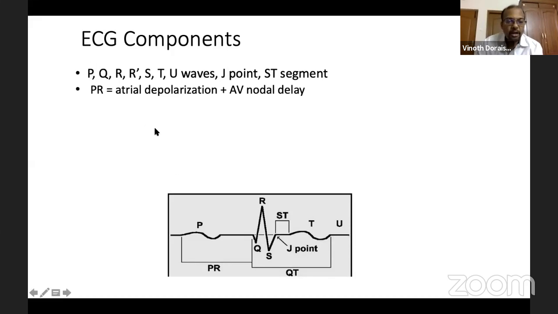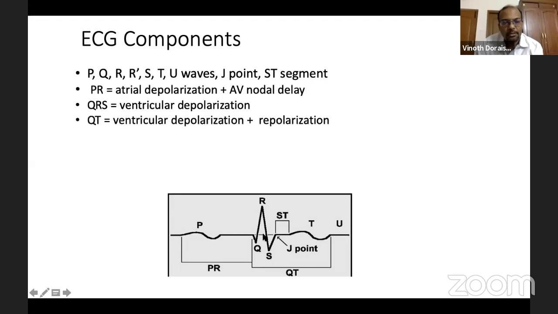So the P wave represents the atrial depolarization, and the PR interval, that is from the start of the P wave to the start of the QRS complex, represents atrial depolarization and AV nodal conduction delay. Atrial repolarization is usually a very low amplitude complex and it's buried in the QRS. So that is why we cannot see the atrial repolarization. QRS shows ventricular depolarization, and the QT interval starts from the Q wave up to the end of the T wave. It represents both ventricular depolarization and ventricular repolarization. T wave being the ventricular repolarization. So QRS is ventricular depolarization and T wave is ventricular repolarization.